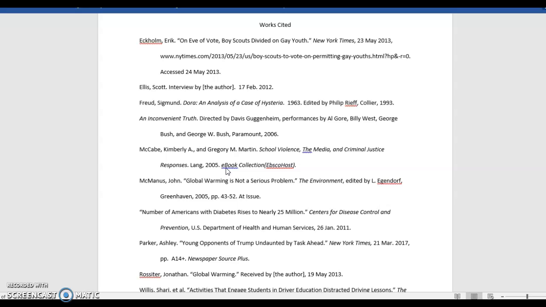By the way, if you're wondering about the place of publication, in the 8th edition, MLA dropped place of publication, which I'm totally fine with because it never made any sense anyway.